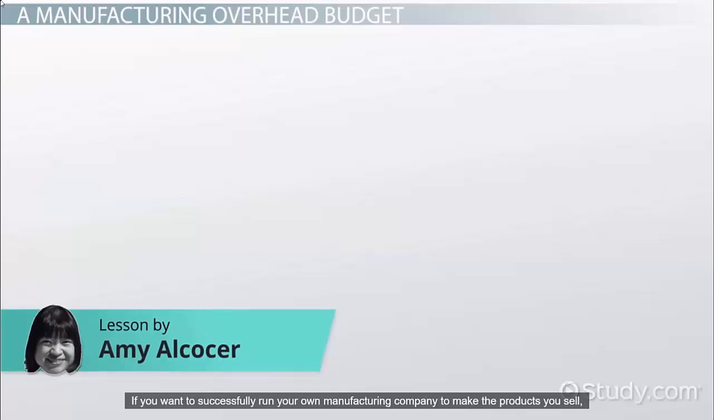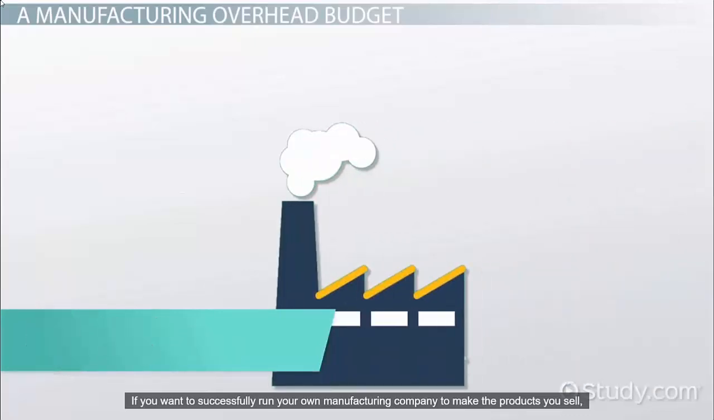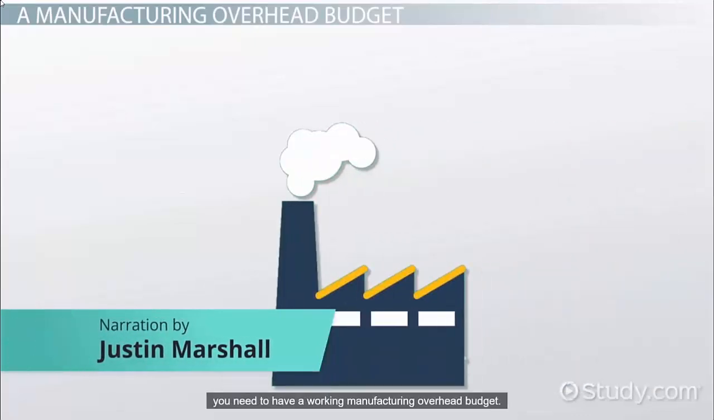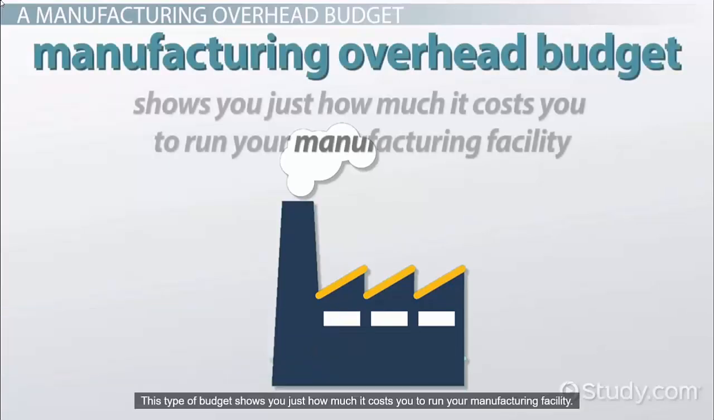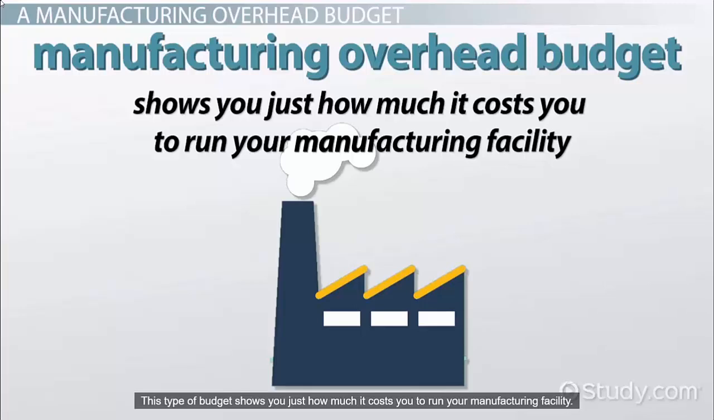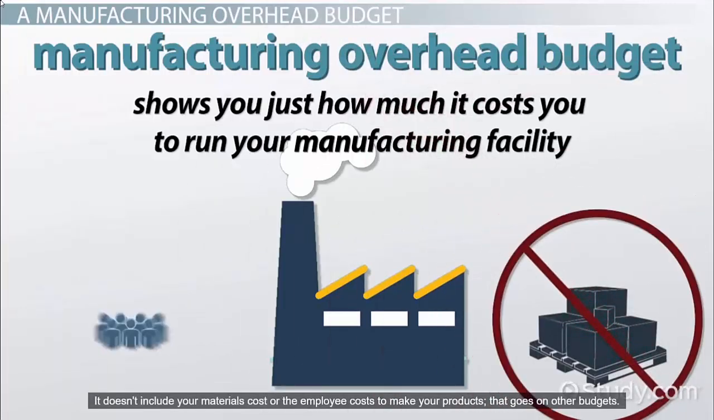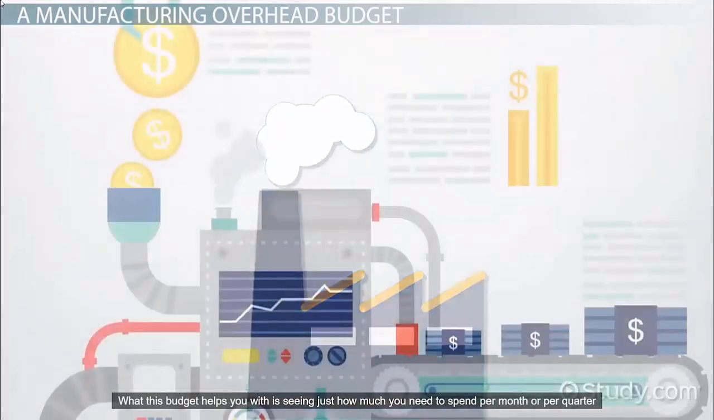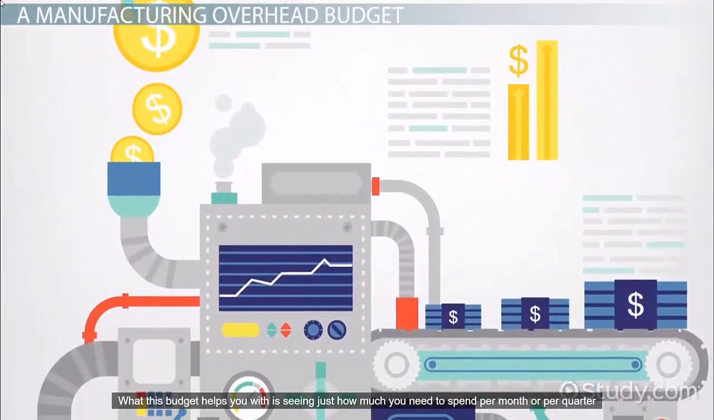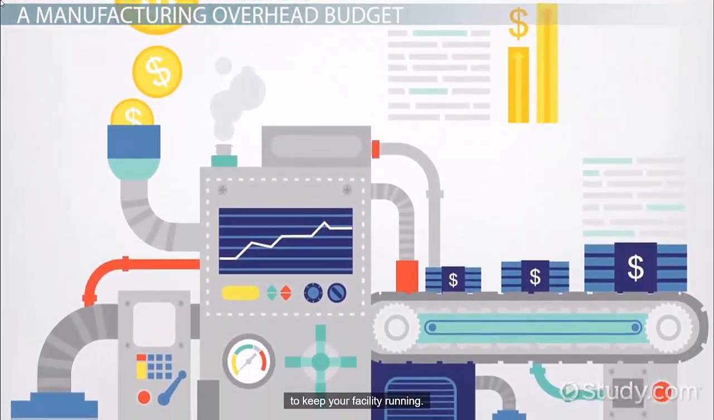If you want to successfully run your own manufacturing company to make the products you sell, you need to have a working manufacturing overhead budget. This type of budget shows you just how much it costs you to run your manufacturing facility. It doesn't include your materials cost or the employee cost to make your products. That goes on other budgets. What this budget helps you with is seeing just how much you need to spend per month or per quarter to keep your facility running.